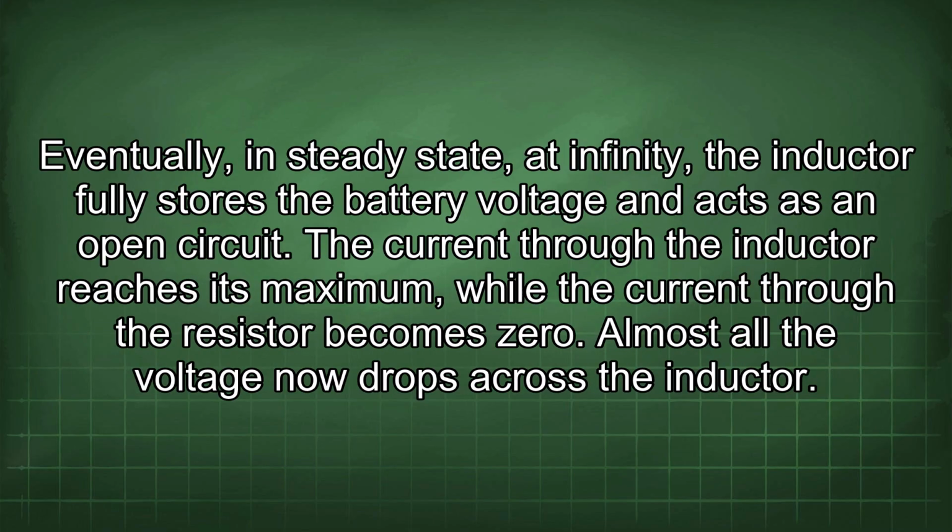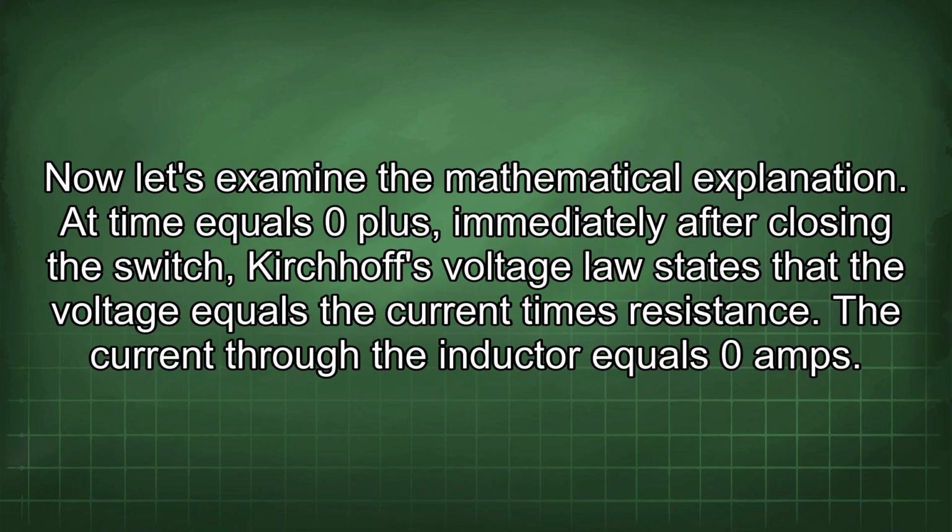Eventually, in steady state, at infinity, the inductor fully stores the battery voltage and acts as an open circuit. The current through the inductor reaches its maximum, while the current through the resistor becomes zero. Almost all the voltage now drops across the inductor. Now let's examine the mathematical explanation.